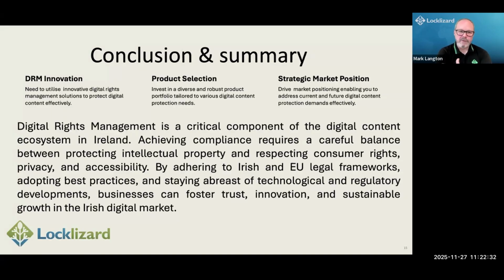So, as a final comment, the Irish and EU legal frameworks are about adopting best practices and staying abreast of technological and regulatory requirements and developments, so you can foster trust. Trust is really easily broken from organizations or from customers. So building trust is really key. Making sure that you provide innovation, but without forcing technology onto your customers or your internal teams, and also looking at sustainable growth, which is how the Irish market is currently being looked at for digital content.